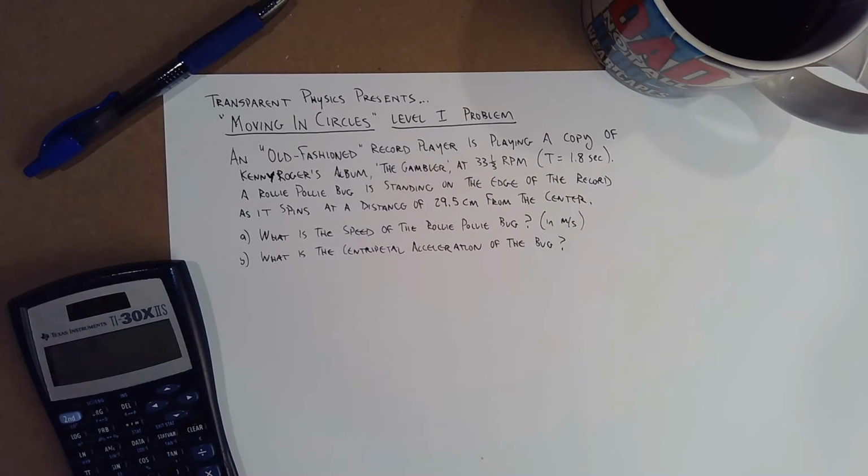This one is associated with the unit on moving in circles, and we're going to be solving some problems associated with the equations we discussed in the last video. The goal is to solve three different levels of problems. Level 1 should be pretty straightforward, just a base application of the equations. Level 2 should offer a little more challenge in terms of the math, and then level 3 is going to add to the difficulty, bringing in some physics from earlier in the year.